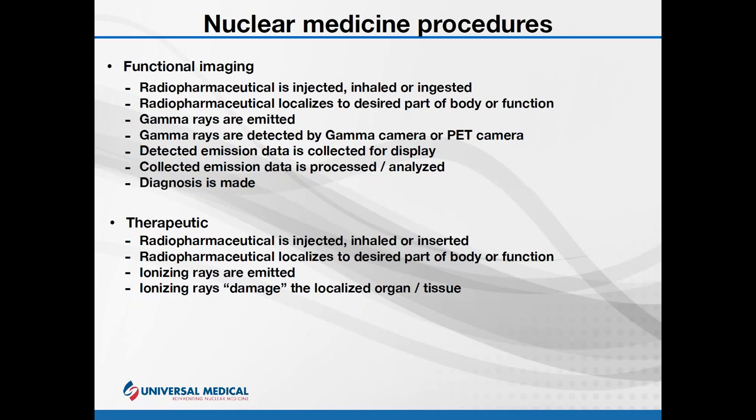Conversely, in therapeutic use, the radiopharmaceutical is sometimes injected, sometimes inhaled, and sometimes physically inserted to ensure localization into a desired part of the body or into a function. And from these localizations, we use the emissions to damage or provide therapy to the tissues surrounding them. What we're trying to do is make sure that we damage the area that we want to damage, but the areas surrounding that, outside of the thing we want therapy on, we want to make sure are minimally damaged.